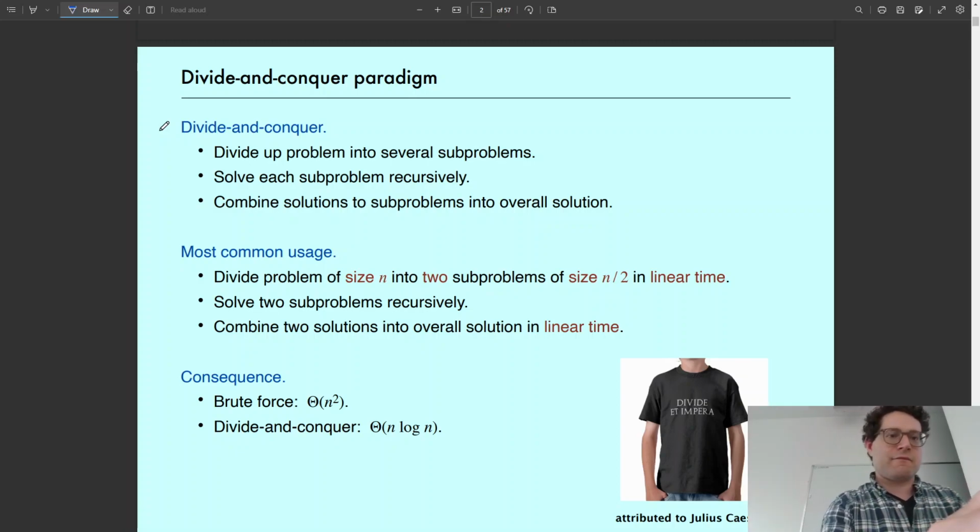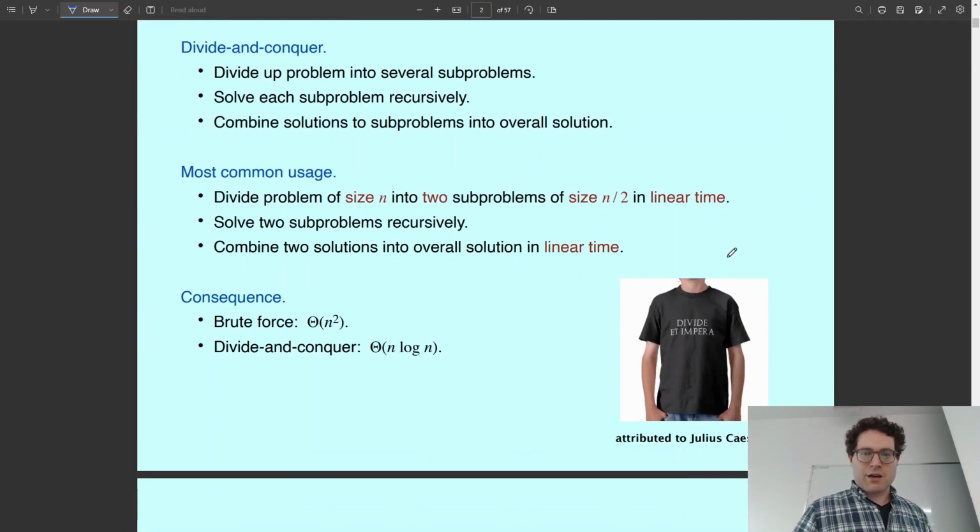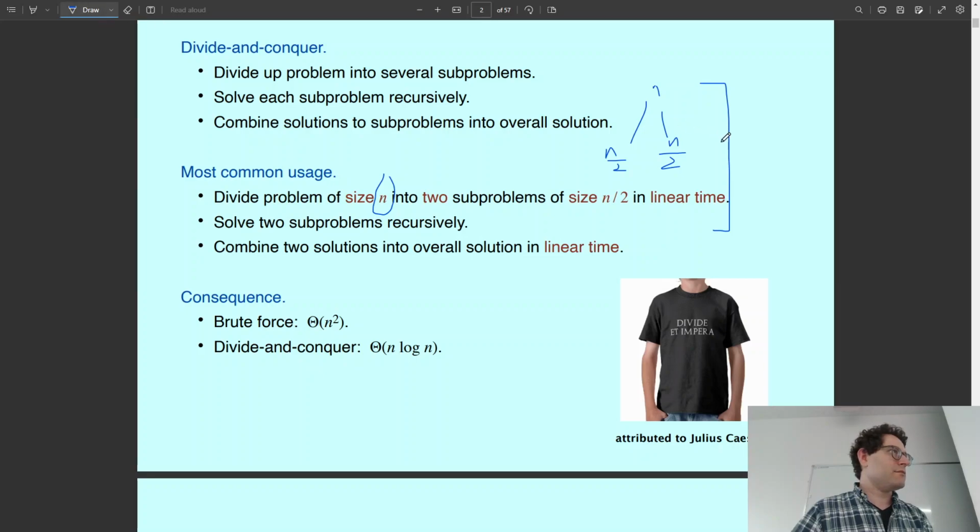Typically, the most typical case is that we take a problem of size n and we split it in half. N gets split into n over 2 and n over 2, and that will happen recursively. So how many splits total? That would be log of n splits, right?